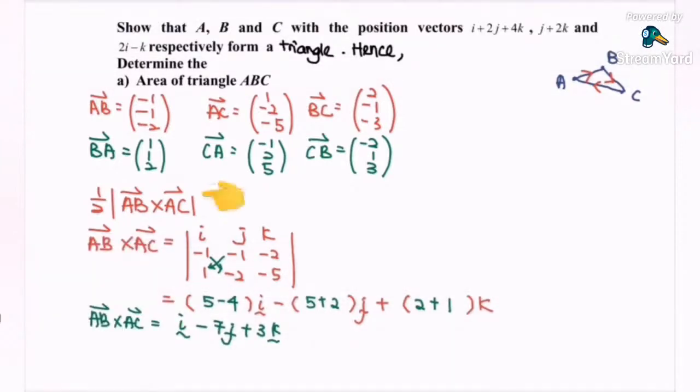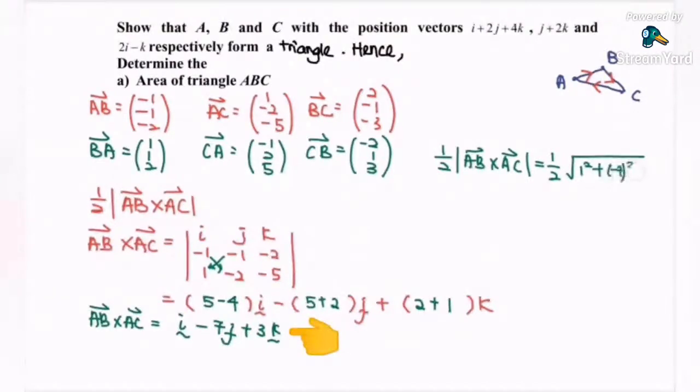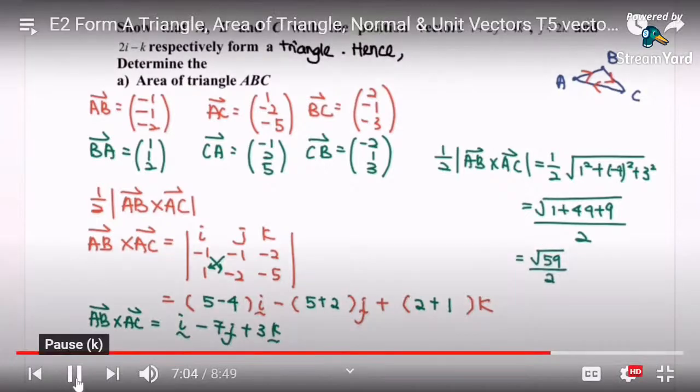Next, kindly refer to the formula. So where we have 1 over 2 modulus of AB cross AC. So meaning that where we have 1 over 2 with the modulus of AB cross AC. So where we have 1 squared plus negative 7 squared plus 3 squared. So simplify the situation. So square root of 1 plus 49 plus 9 over 2. So the area of the triangle ABC will be equal to square root of 59 over 2 unit.